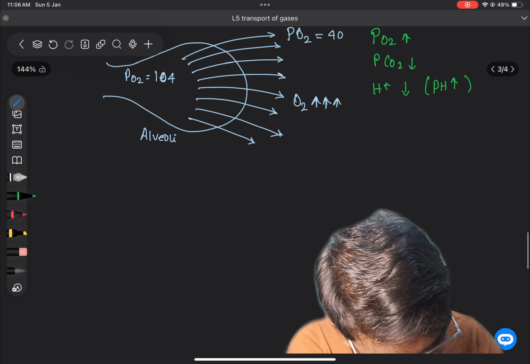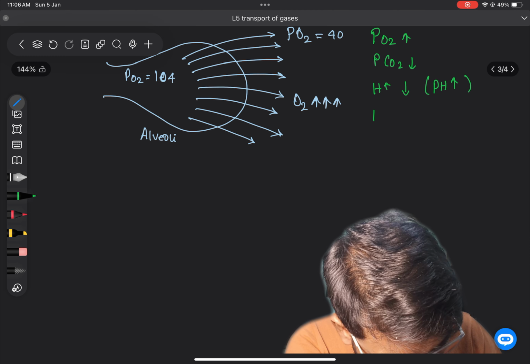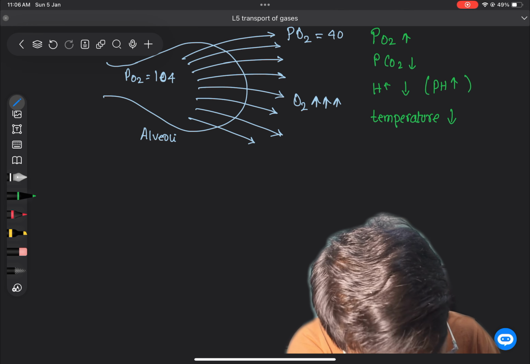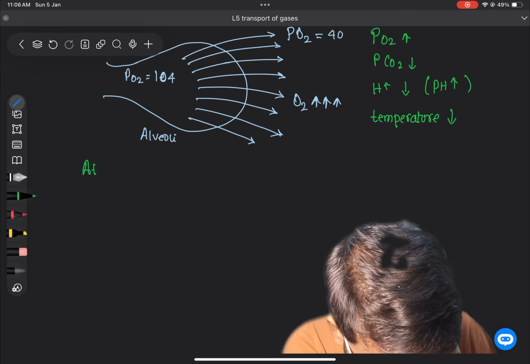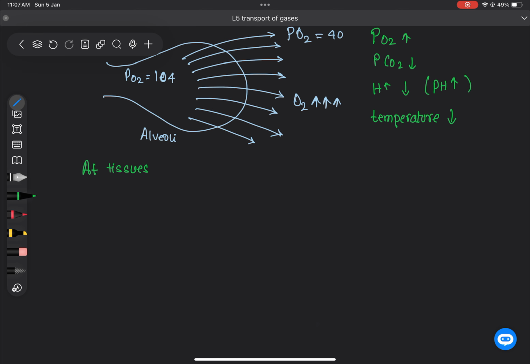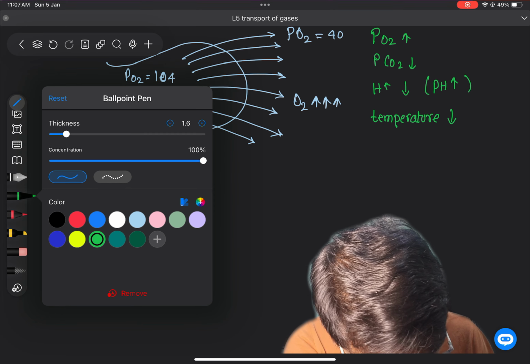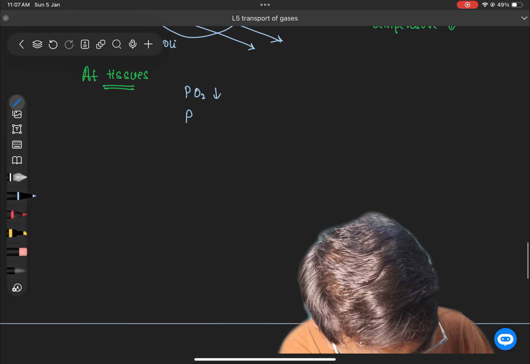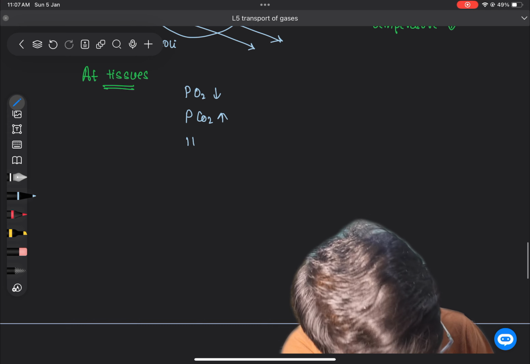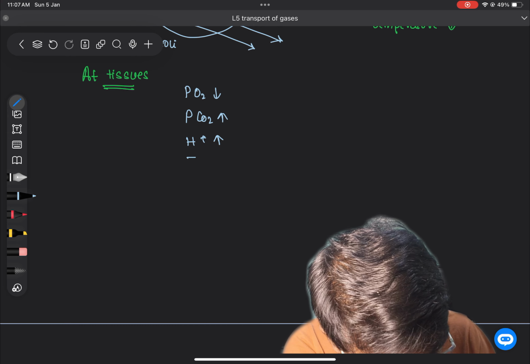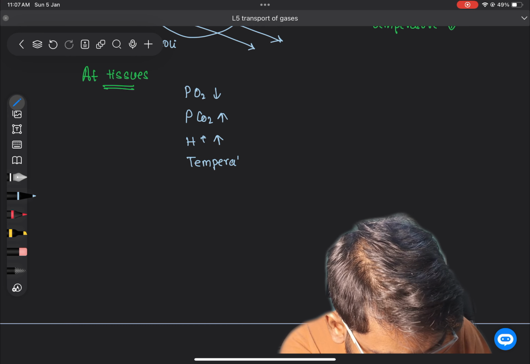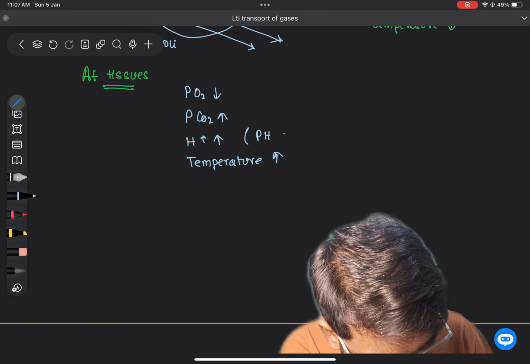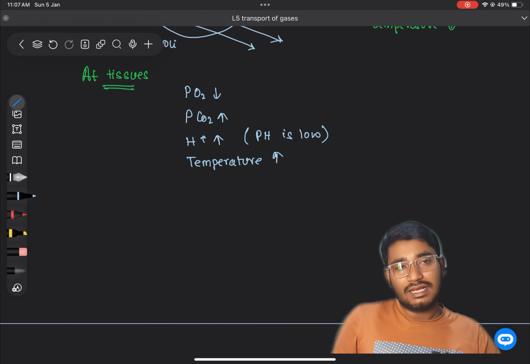Okay, and the temperature is low. Where is the temperature low? At the lungs. At the tissues, the opposite happens. At the tissues, oxygen concentration is low, carbon dioxide concentration is high, H plus concentration is high, so the temperature is high. Therefore the pH is low at the tissues and the pH is high at the lungs.